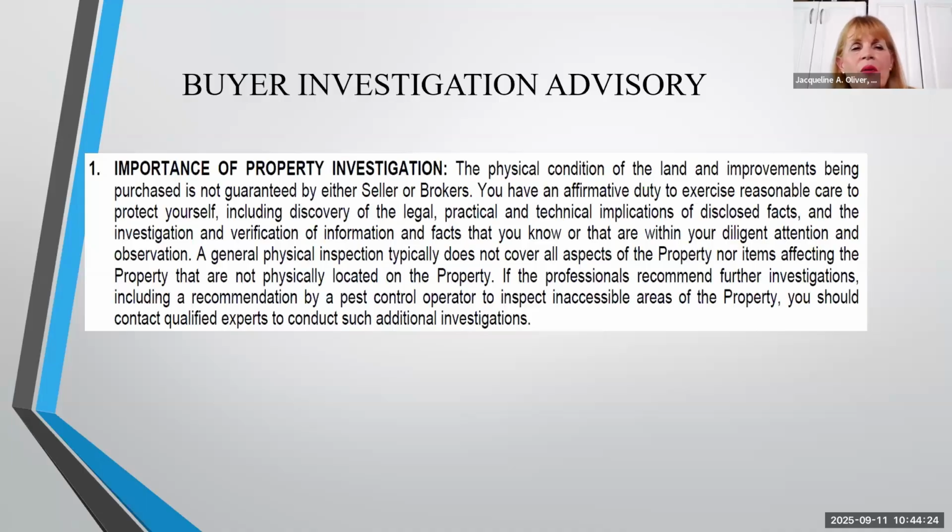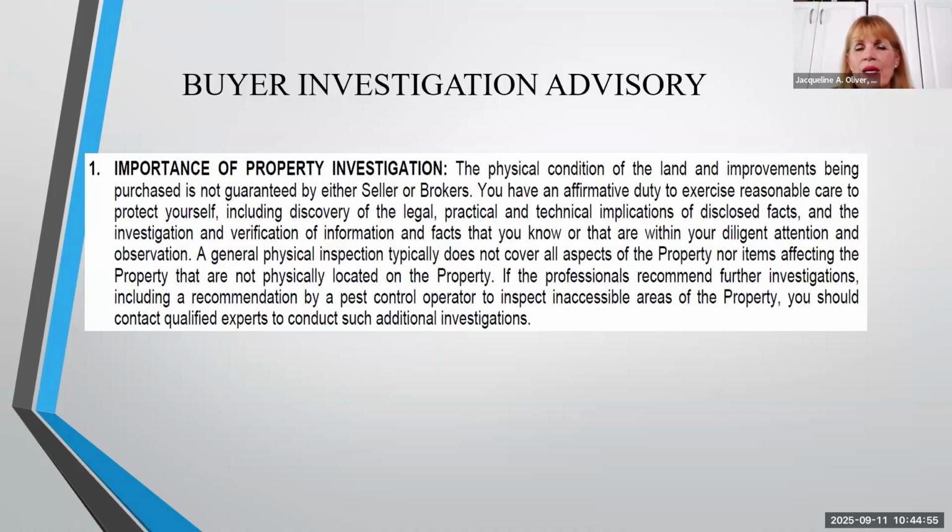Okay. The Buyer Investigation Advisory is a form, BIA. And this BIA in paragraph 1 tells you how important it is. It says you have an affirmative duty to exercise reasonable care. And remember what I said about that other form that's independent? There it is in the BIA. It says you have to exercise reasonable care.